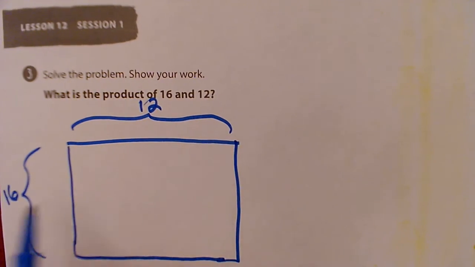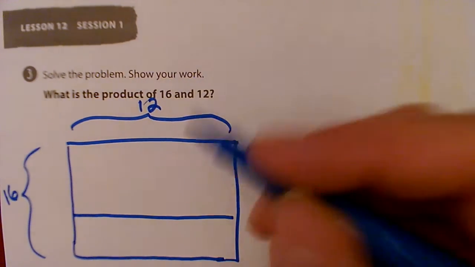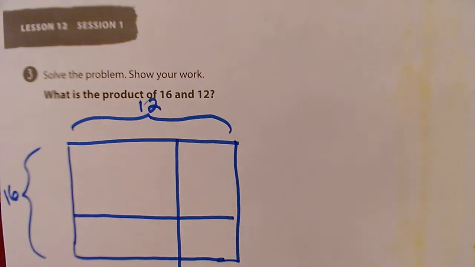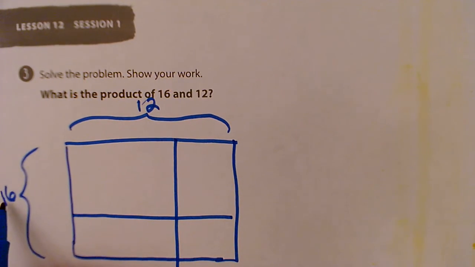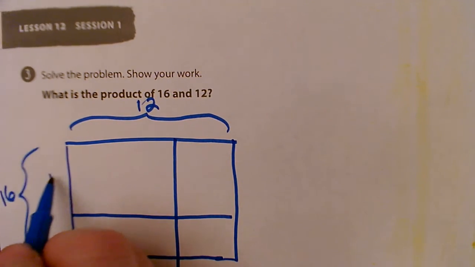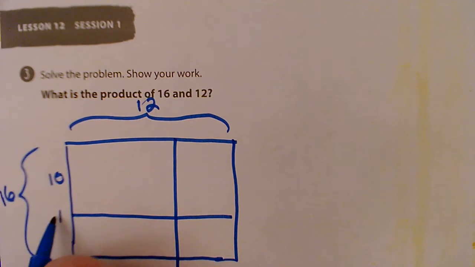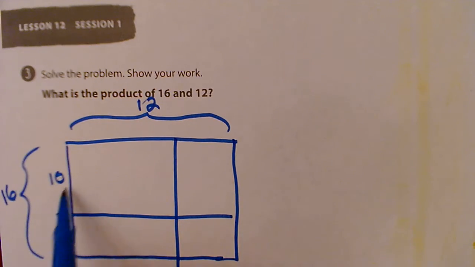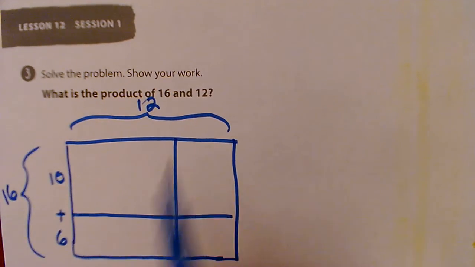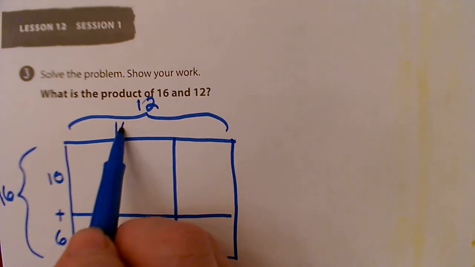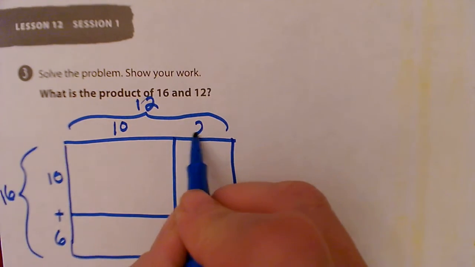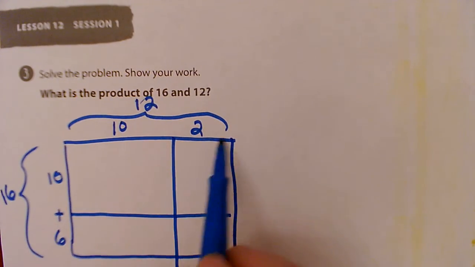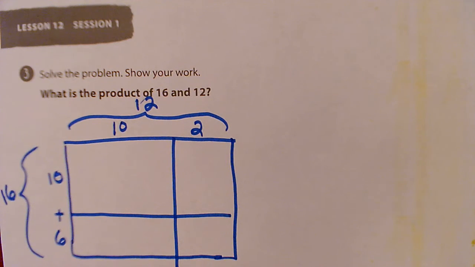But now I need to break it up into the 10s and the 1s. So I'm going to go ahead and do this and do this, and then I'm going to break this one up. So I have 1 10, which is just 10. We can start putting that plus symbol in if you want, and 6 1s. So 10 and 6 is 16. Up here we have 1 10 again, and we have 2 1s this time. So we have 10 and 2 is 12.